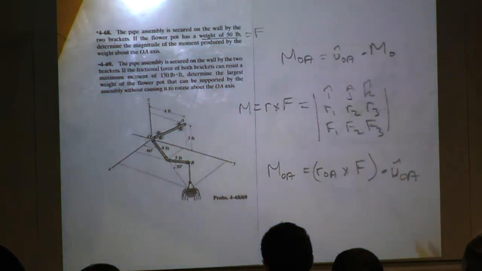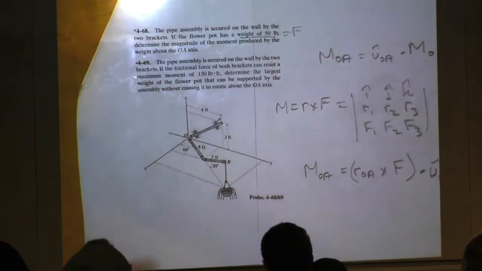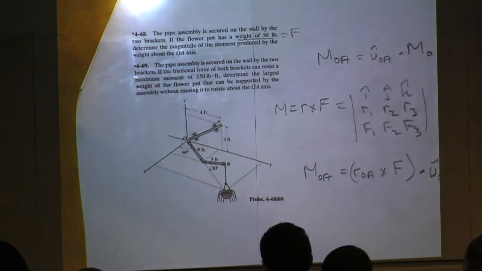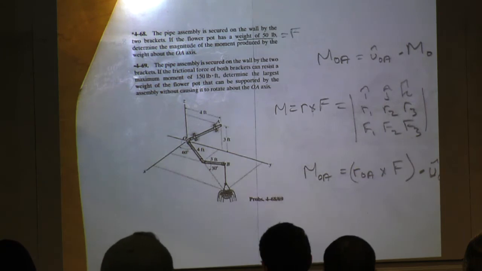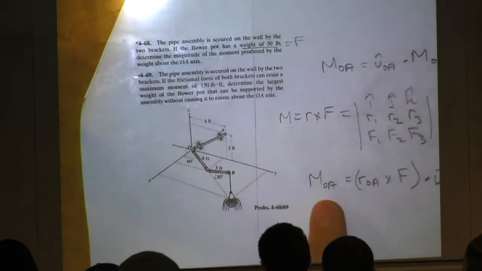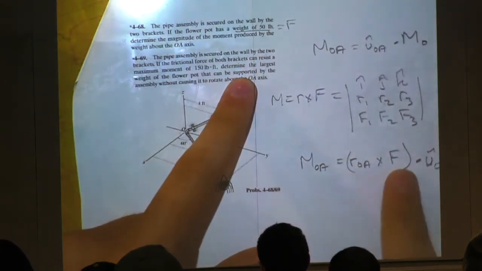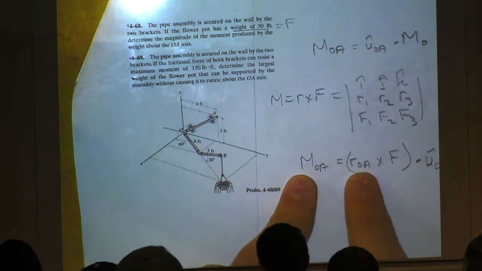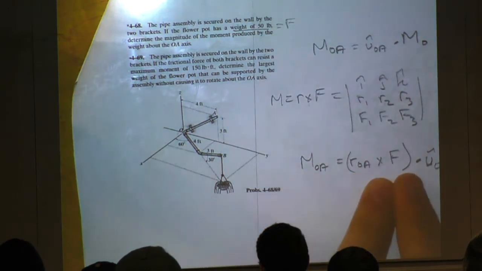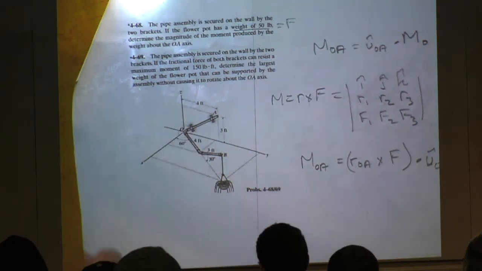All right, and then the second part of the problem says the pipe assembly is secured on the wall by two brackets. If the frictional force of both brackets can resist a maximum moment of 150. So they've given us our end condition. So they've given us what we found for in the previous problem. It says determine the largest weight of the flower pot. So now we need to use moment, position, and then define force. Okay? So that's all we're going to be doing.